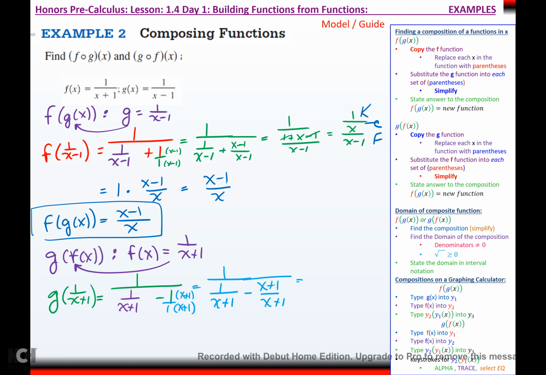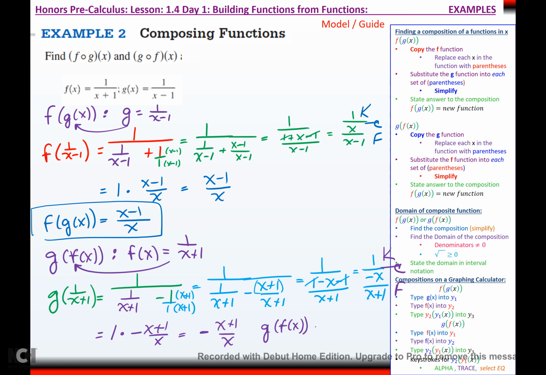On top, that's still 1. On bottom, I'm subtracting both of these, so that's 1 minus x minus 1 over x plus 1. The 1's cancel, and I have 1 over negative x over x plus 1. And now I can keep, change, flip: keep the 1, change the times, flip the bottom, so x plus 1 over x, a negative, and that gives me negative x plus 1 over x. So g of f of x equals negative x plus 1 over x.